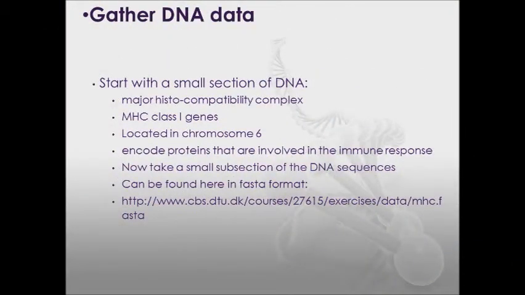First off, I'm going to gather some DNA data from these different species. Instead of the entire DNA of all the species, I will choose just a small subsection of it. We'll choose the major histocompatibility complex, basically MHC class 1 genes. They're located in chromosome 6, and they encode proteins that are involved in the immune response. We won't take the whole MHC, we'll just take a small subsection of it from each species, and that particular thing can be found here in this FASTA format in this web address that I'm providing.